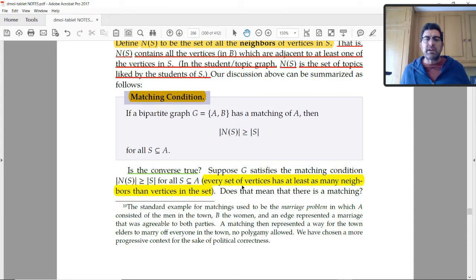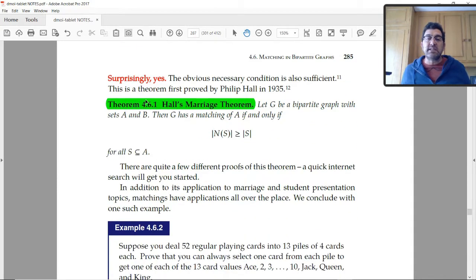So the question then becomes, is the converse true? In other words, if you have more topics than students for all subsets of the student set, every set of vertices has at least as many neighbors as there are vertices in the set. Does this now mean that there is a matching? And yes, indeed it does. The obvious necessary condition is also sufficient.